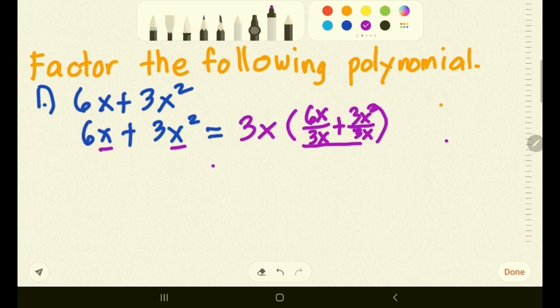Okay, next. Copy 3x. So now you have your 6x divided by 3x. So 6 divided by 3 is 2. X divided by x is 1. Why 1? For example, 5 divided by 5, you're not going to say 0. 5 divided by 5 is 1. So if you have x divided by x, that is 1. So 2 times 1 is obviously 2. Next, 3x squared divided by 3x. 3 divided by 3 is 1 also. X squared divided by x, so that is x.